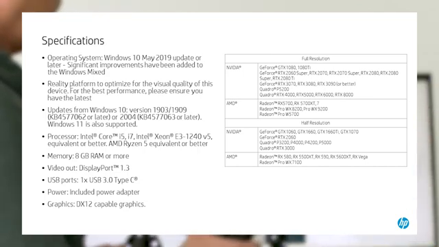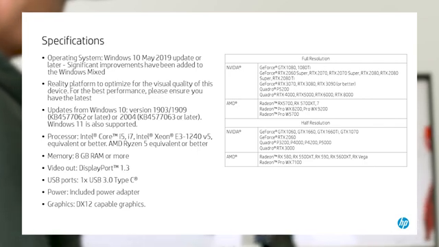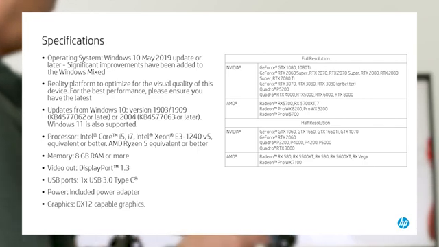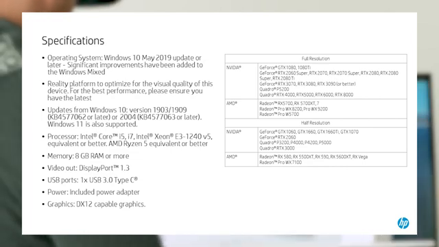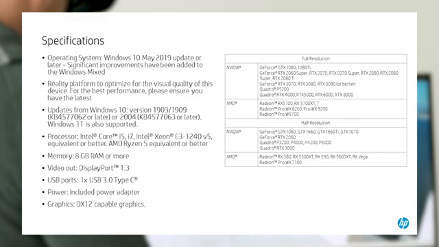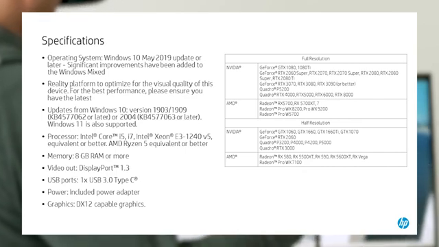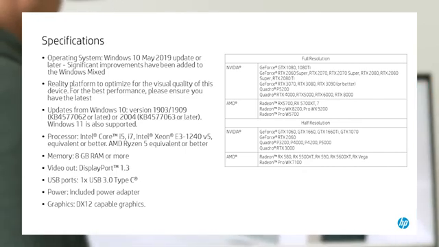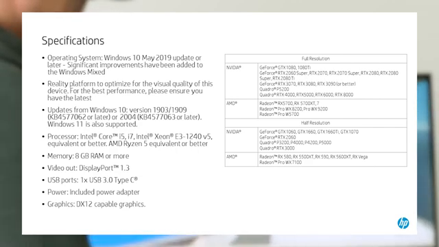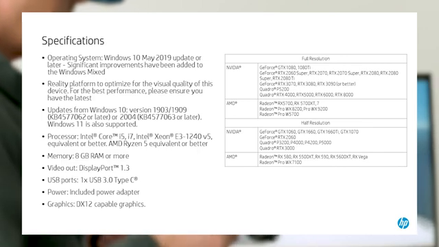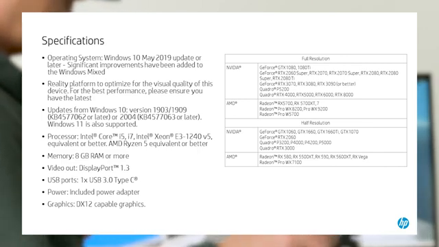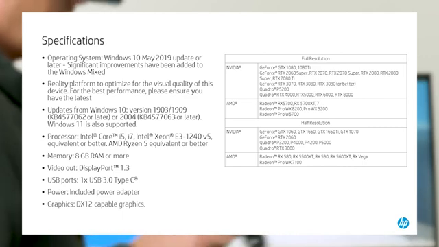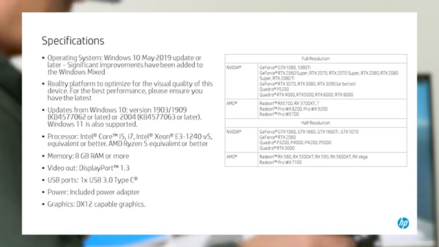For processors, i5 or i7 8th generation or better, the Intel Xeon E3 1240 V5 equivalent or better, or the AMD Ryzen 5 1400 or better. At least 8 gigabytes of RAM, DisplayPort 1.3, USB 3.0, and a graphics card that supports DirectX 12. At the time of this video, the current crop of mid to high-end graphics cards should work. However, some of those may only support half resolution.